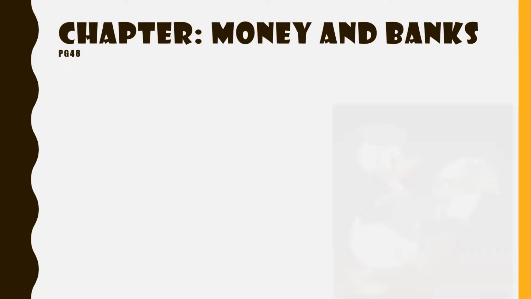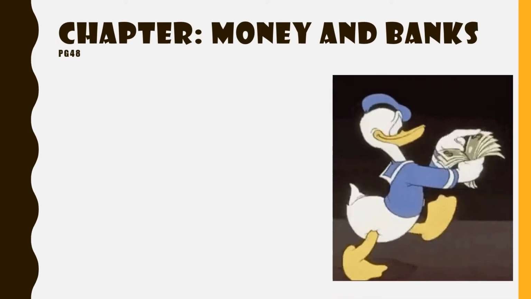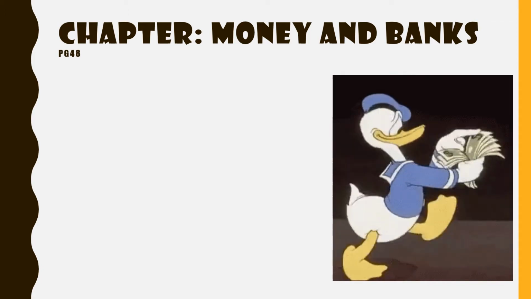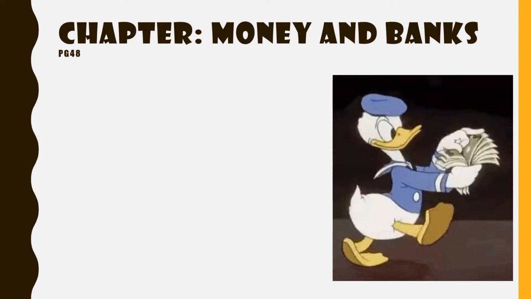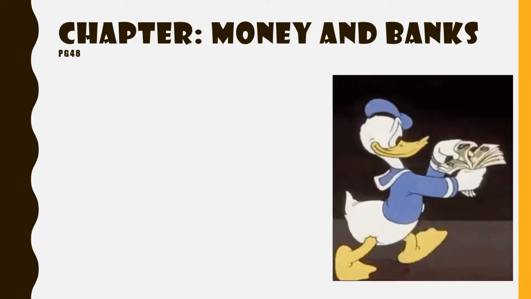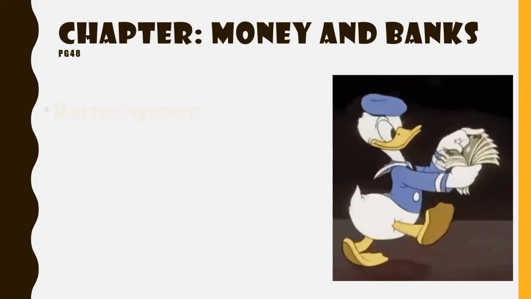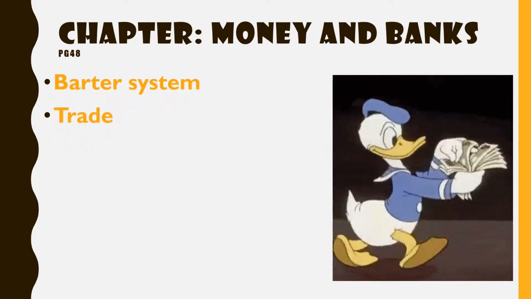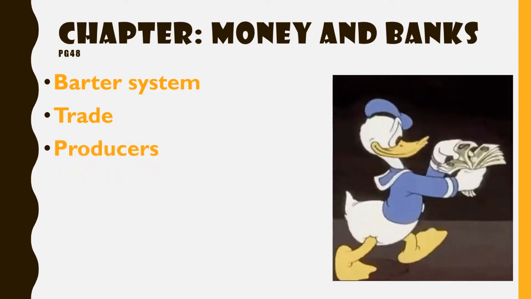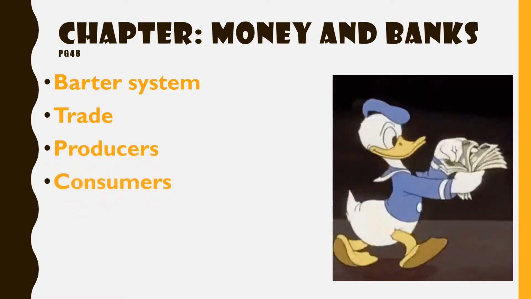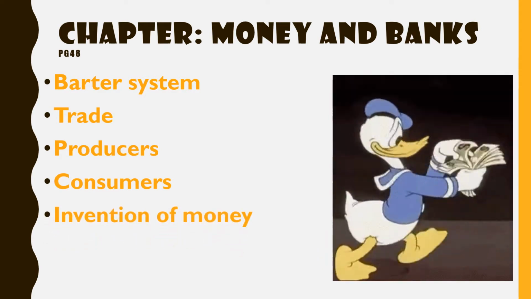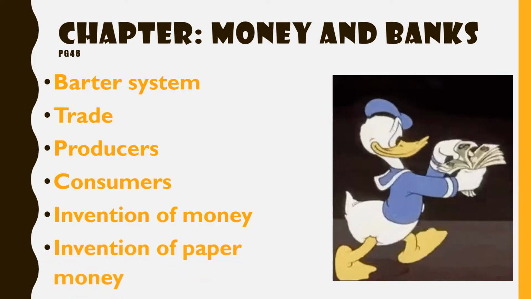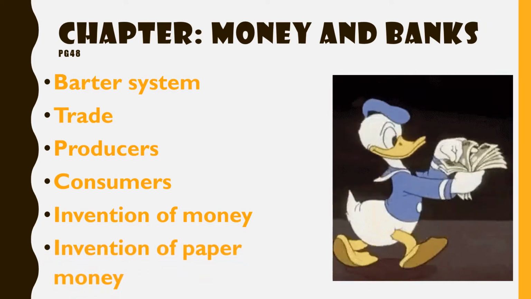So students, today we are going to start our new chapter, Money and Banks. In today's lecture, I am going to discuss one part of the chapter, and the main points that we are going to discuss include the barter system, trade, who are producers and who are consumers. We are also going to talk about the invention of money and the invention of paper money. So let's begin.